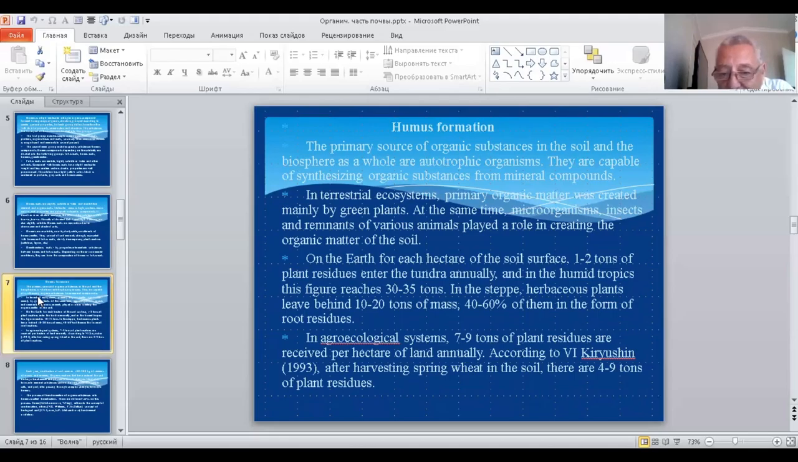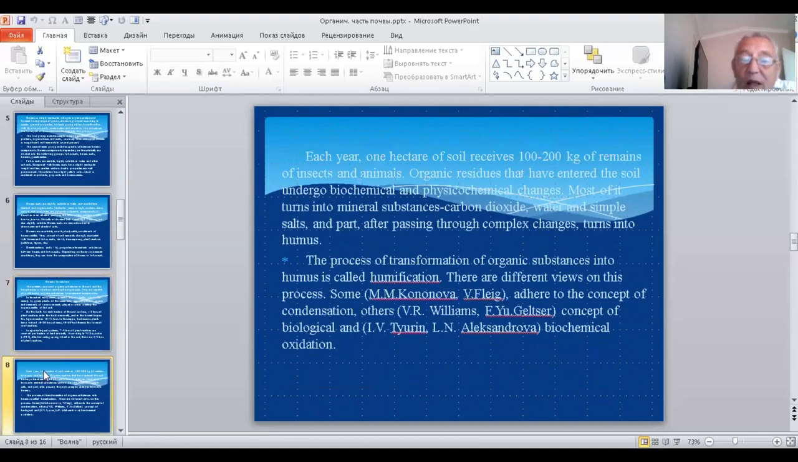In agroecological systems, 7-9 tons of plant residues are received per hectare of land annually. According to Kiryushin in Bright, 1993, after harvesting spring wheat, there are 4-9 tons of plant residues in the soil. Each year, one hectare of soil receives 100 kilograms of remains of insects and animals.